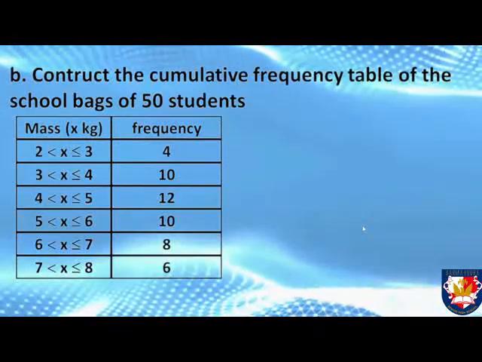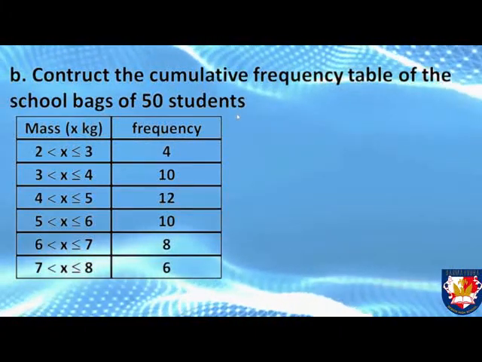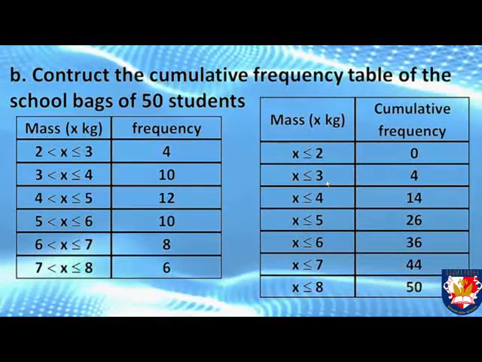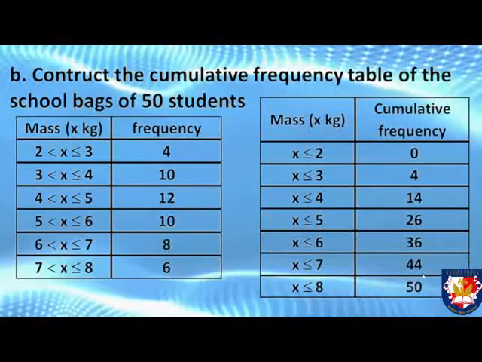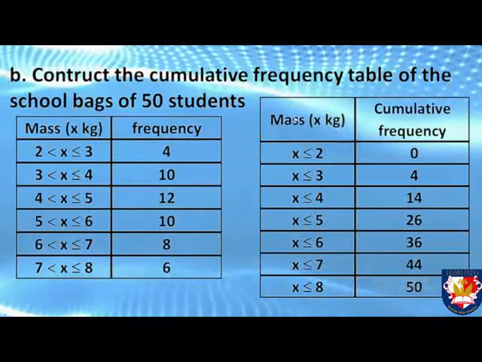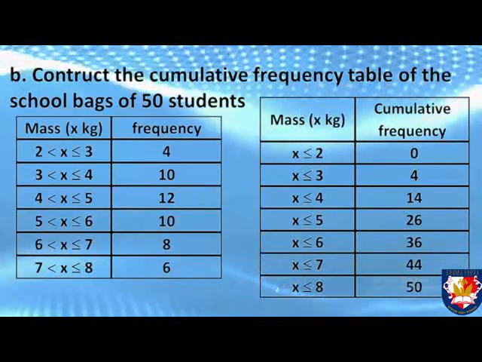And then B. Construct the cumulative frequency table of the school bags of 50 students. So, as I taught you in the video, this is how to make a cumulative frequency table. You start with the lowest value, this is x less than 2, and then end at the maximum value.